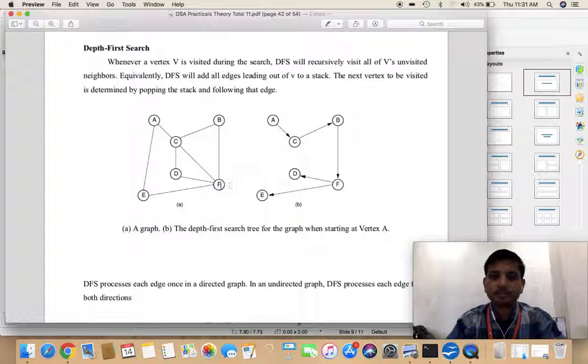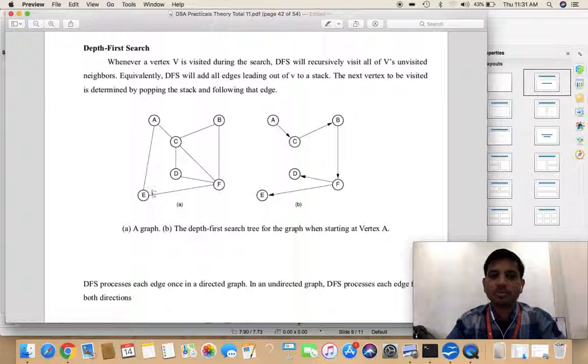Then again we check the possible neighbor vertices of D. Now there is no unvisited neighbor of D. So we move one step back, to vertex F. Again we see whether any vertex remains unvisited from F. Yes, one vertex remains, that is E. So now we are visiting E.